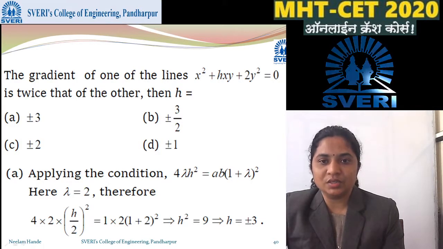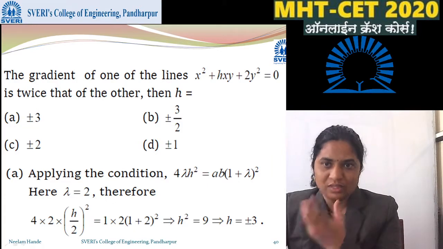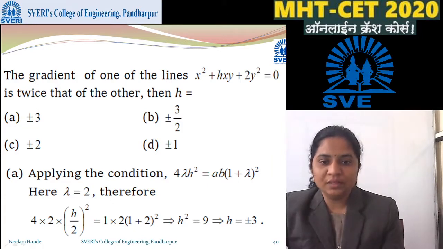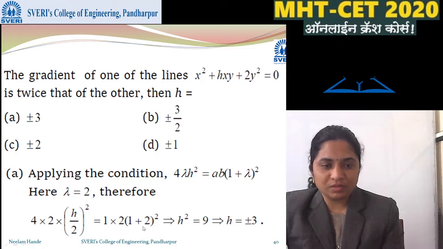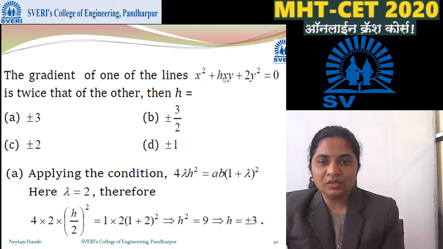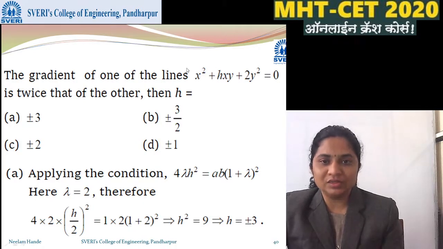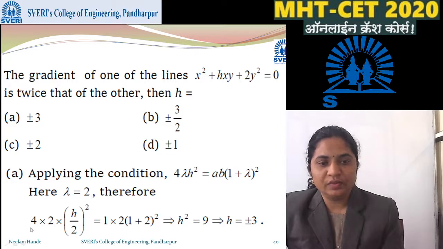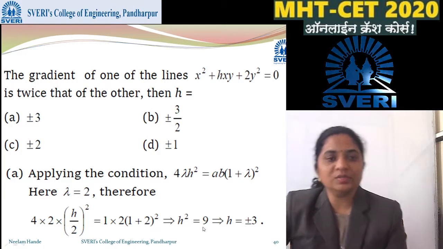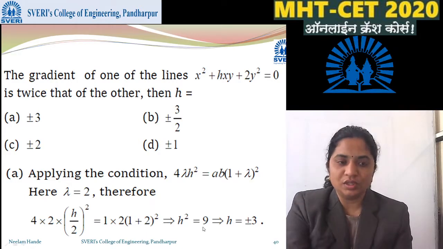And we'll substitute all the values here. Comparing this equation first of all with the standard one, ax square plus 2hxy, a is 1, b is 2, lambda is also 2, substitute here. 2hxy, 2h is h, so h is h by 2, obviously 2 is not there, so it is h by 2. Substituting and solving, we get h square is 9, so h is plus minus 3. Correct option is A.